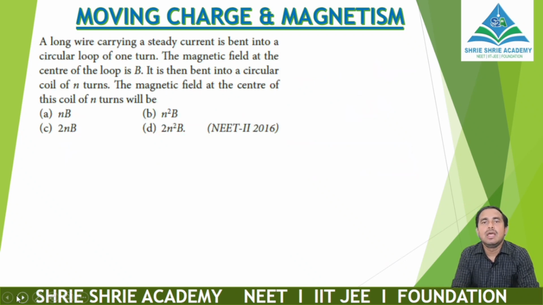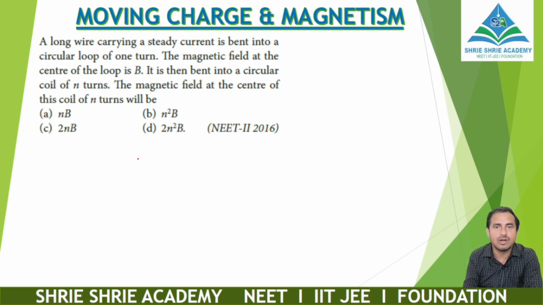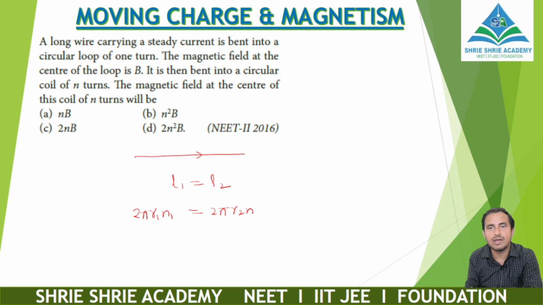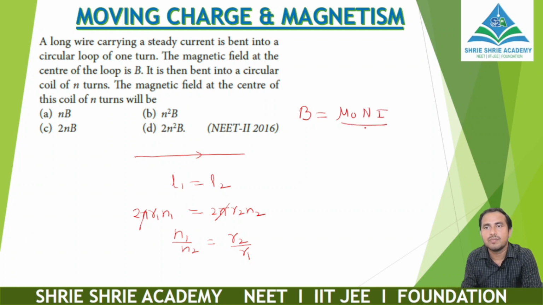Next, a long wire carrying a current is bent into a circular loop. Here the length of the wire is constant, so whatever wire you take, the same length will be there. Length is the same but the number of turns is different. If the length of the wire is equal, L1 is equal to L2, so you can write L1 as 2 pi R1 into N1 and L2 as 2 pi R2 into N2. The 2 pi will get cancelled, so the ratio of turns N1 by N2 will be equal to R2 by R1. The magnetic field at the center of a circular coil is mu naught n I by 2R.